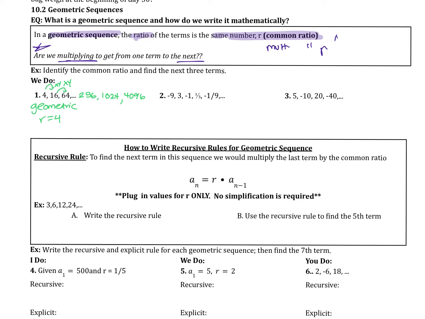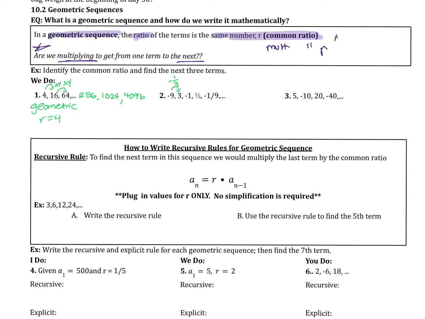So looking at number 2, to get from -9 to +3, first of all, I'm going to have to change the sign, which means my ratio here is going to be negative. And what am I doing? I'm dividing by 3, which is the same thing as multiplying by 1/3.